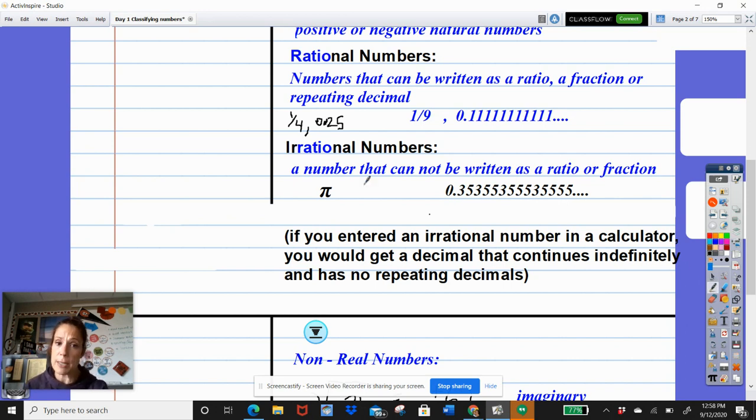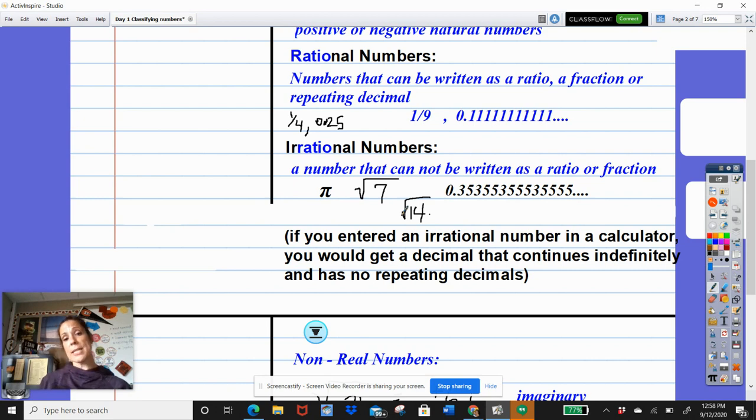Another one that you can type into your calculator that won't repeat is the square root of a number. So if you take the square root of, let's say, 7, I picked 7 because it's prime, but you could also pick something like 14, the square root of 14. Those are going to have decimals that don't repeat and go on forever. So that will be irrational.